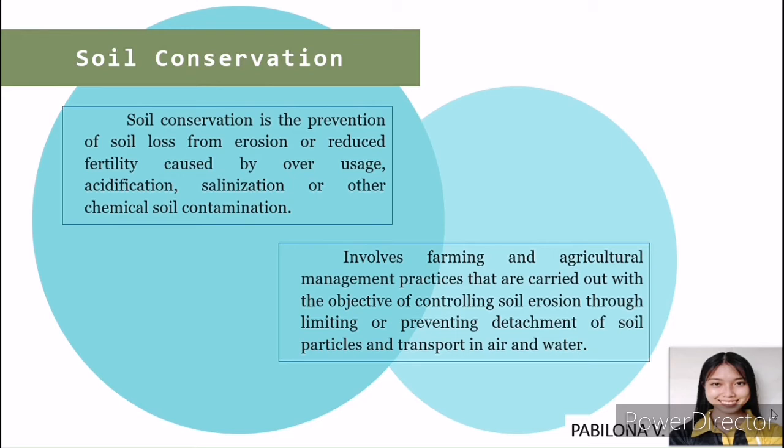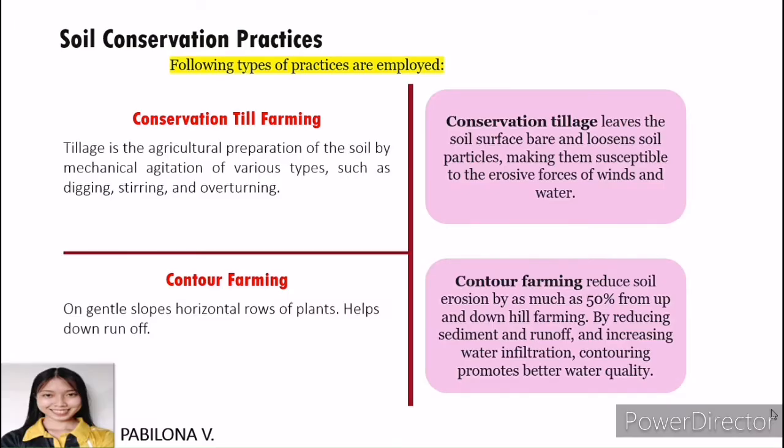It involves farming and agricultural management practices that are carried out with the objective of controlling soil erosion through limiting or preventing detachment of soil particles and transport in air and water. Here are some soil conservation practices that are employed.